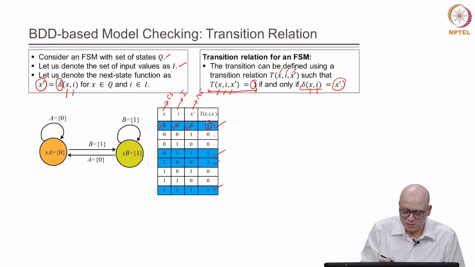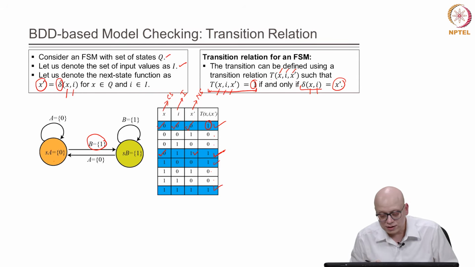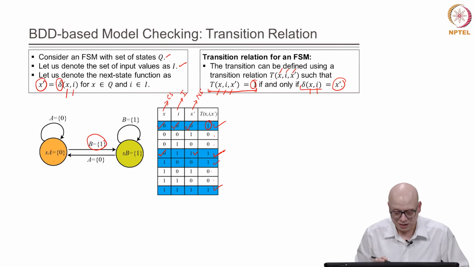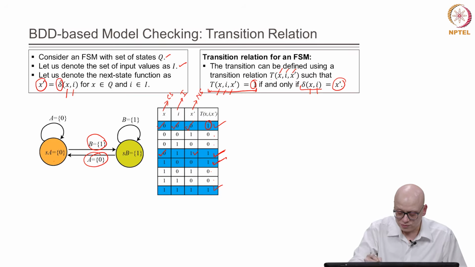So this transition exists in the FSM, therefore, it takes a value 1. Similarly, if the current state is S A represented by 0 and the current input is 1, meaning that we have applied B, then it goes to S B, or the next state is 1, and therefore, this row has got the value of T as 1, right. Similarly, for the other transition, we have this entry and this entry, right.